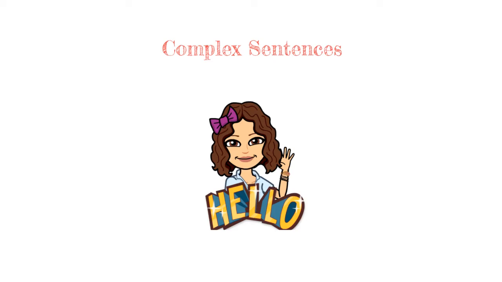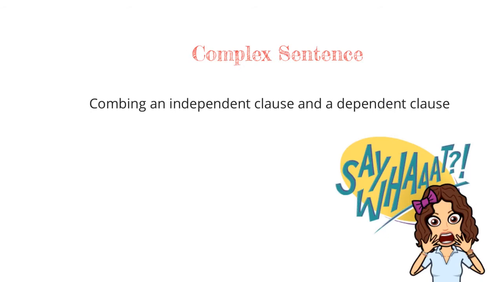Hey guys, here we are for another round of sharpening our skills, and we're going to look at complex sentences today. A complex sentence is combining an independent clause and a dependent clause. You do this all the time, however, you just don't know that you're doing it, and it's very useful, and we'll get into that more in about 2 seconds.